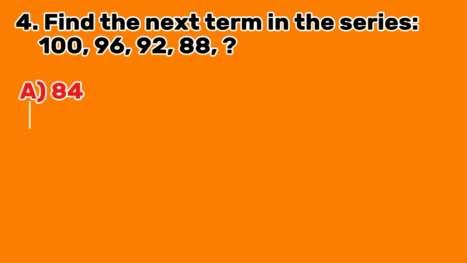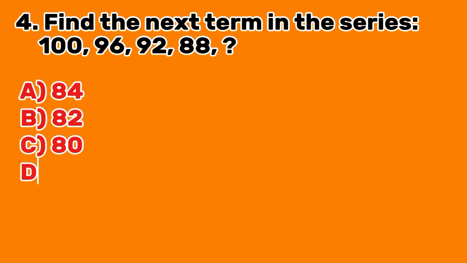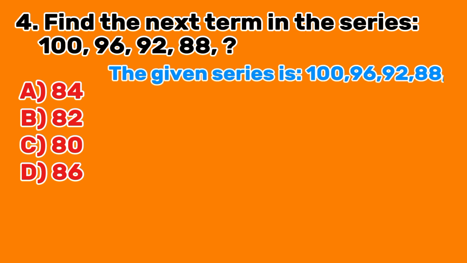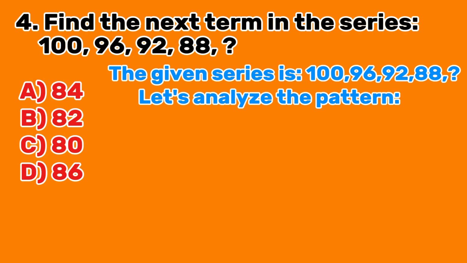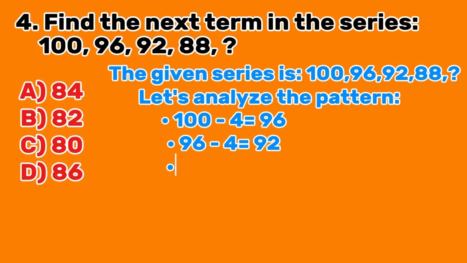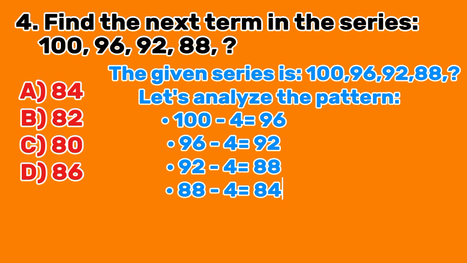4. Find the next term in the series 100, 96, 92, 88. A. 84. B. 82. C. 80. D. 86. The given series is 100, 96, 92, 88. Let's analyze the pattern. 100 minus 4 equals 96, 96 minus 4 equals 92, 92 minus 4 equals 88, 88 minus 4 is equal to 84. Answer A. 84.